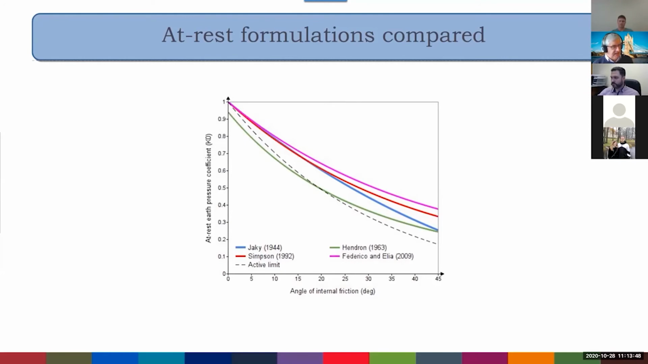So personally, if I was using this, I would be using the top 3 lines, Jaky, Simpson, and Federico and Elia. They seem to be fairly consistent with each other. Given the uncertainty we have in phi, that's a reasonable approximation. So there's a practical way of getting at-rest values of K0 for normally consolidated soils.